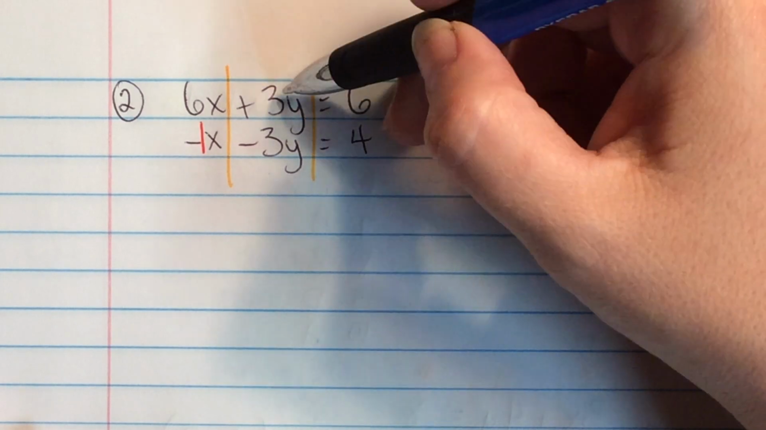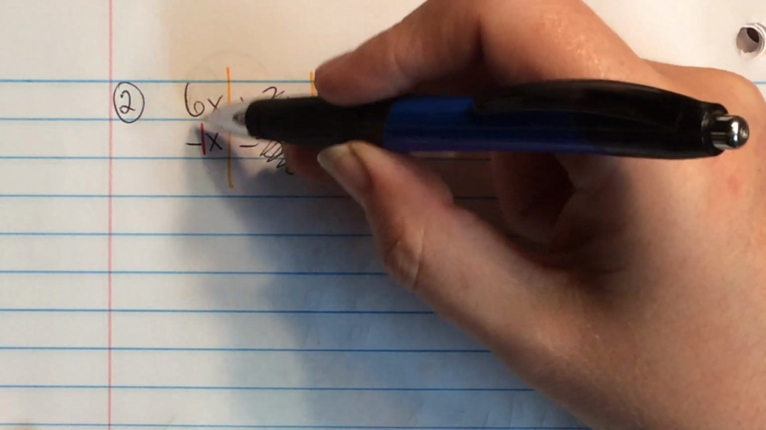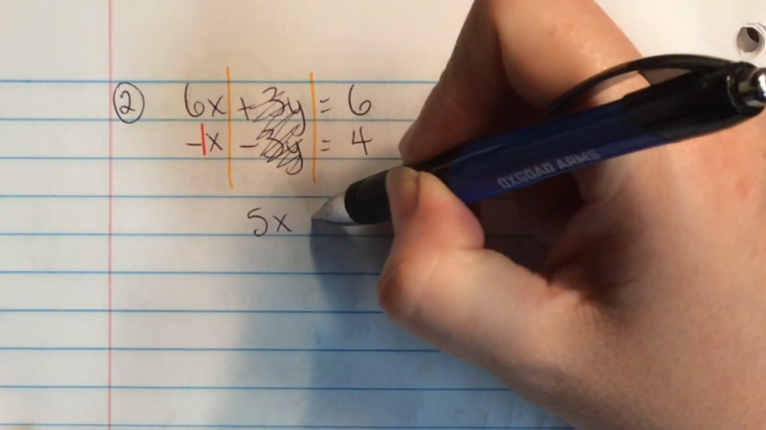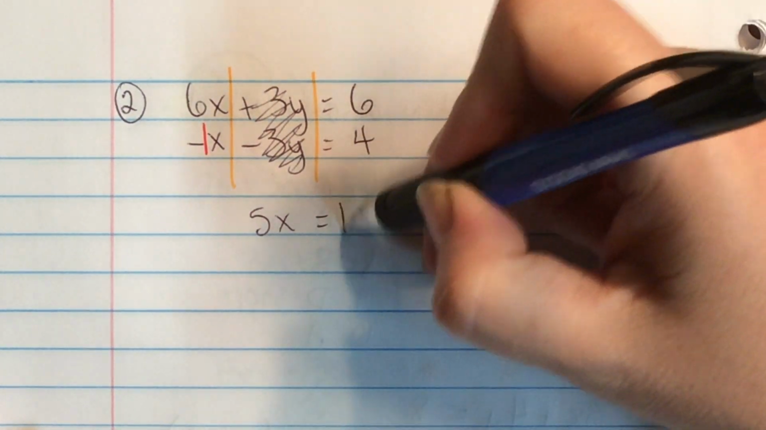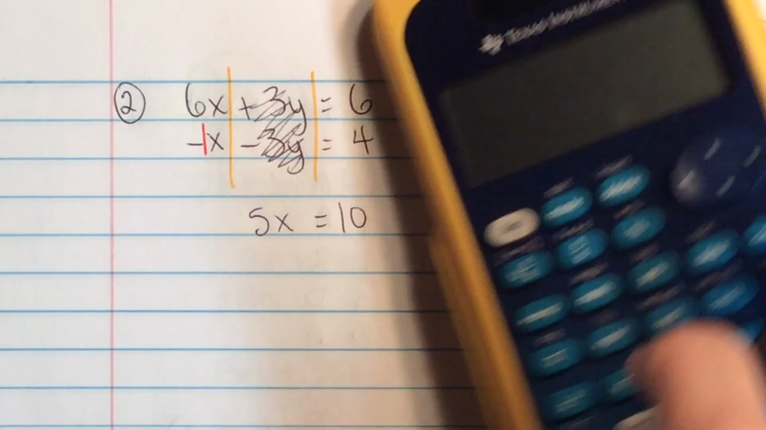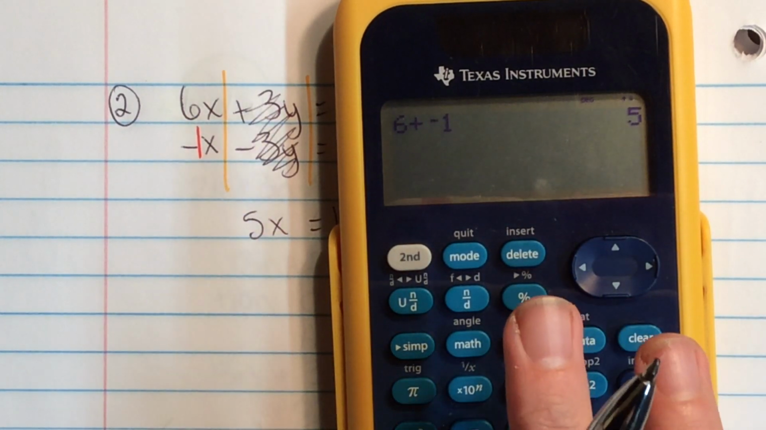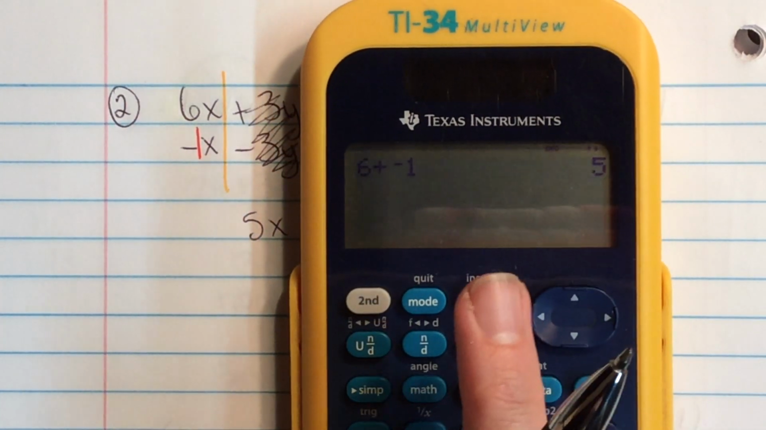Well, this time my y's are going to cancel. And I'm going to be left with 6 minus 1, which is 5, and then 6 plus 4, which is 10. We're always adding. So even if I added the 6 plus the -1, I'm still going to get 5. So technically you are always adding.